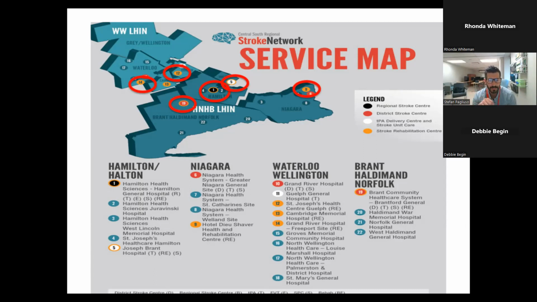Highlighted at numbers 5 and 19 are Joe Brant and Brantford General Hospital. These are two integrated stroke units within our region. So what that means is literally the units are divided in half, where half of the unit's beds are dedicated to acute stroke unit care and half of the unit's beds are dedicated to stroke rehabilitation. But with this map, there is assurance that patients across our region will get access to great stroke rehabilitation at any of these sites.